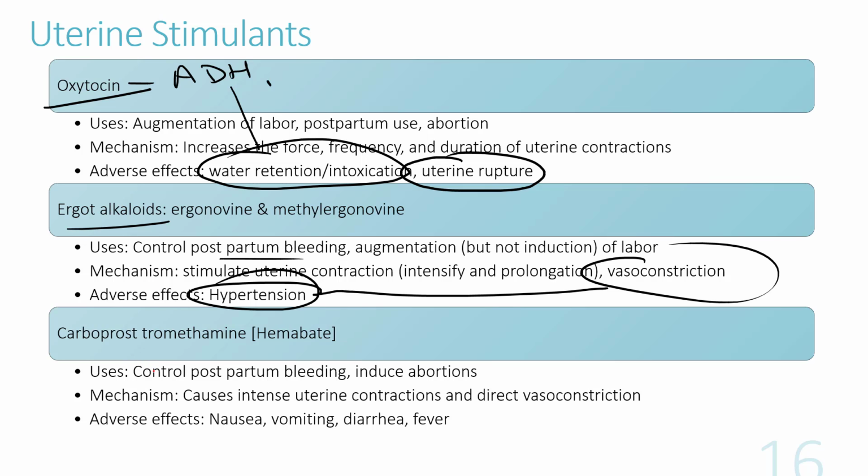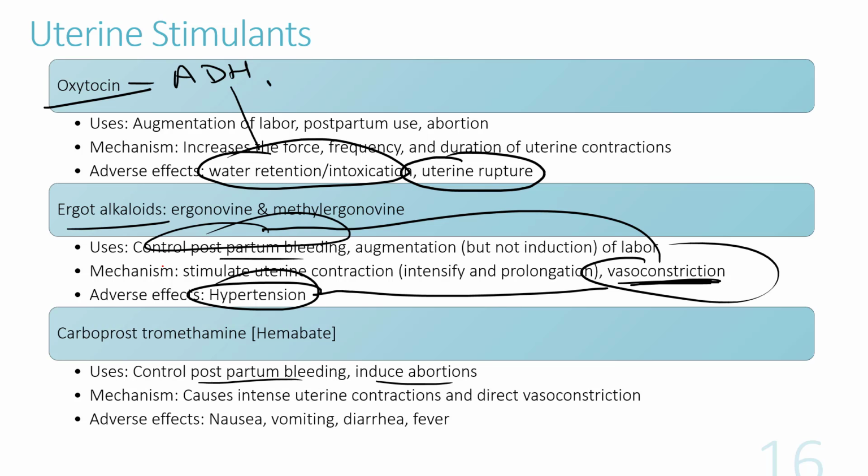And then the last drug here is used to mainly control postpartum bleeding or to induce abortion. And again, vasoconstriction over here is also good to control postpartum bleeding. Right? So basically, carboprost increases uterine contractions to induce abortion, and because it causes vasodilation, it can control postpartum bleeding.